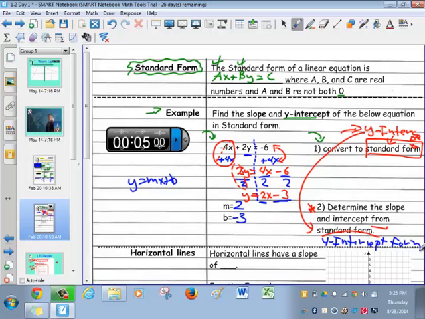Okay. Great. In the next couple of sections, we're going to be talking about horizontal lines and a few other things.